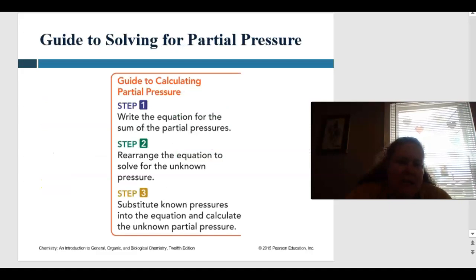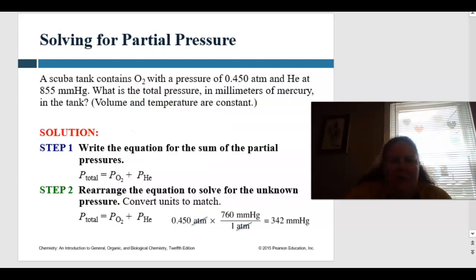So our handy-dandy little guide for solving partial pressures is going to be: step 1, write the equation for the sum of partial pressures. Step 2, rearrange the equation to solve for the unknown pressure. Step 3, substitute the known pressures into the equation and calculate the unknown partial pressure. So let's work one together. A scuba tank contains oxygen with a pressure of 0.45 atm and helium at 855 millimeters of mercury. What is the total pressure in millimeters of mercury in the tank? Remembering that volume and temperature in this example are going to remain constant.